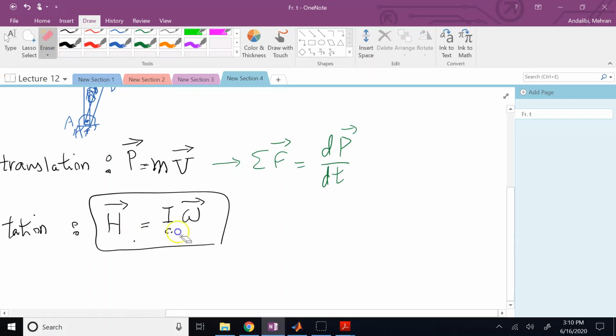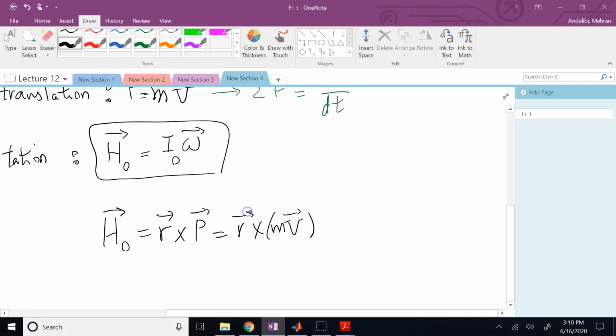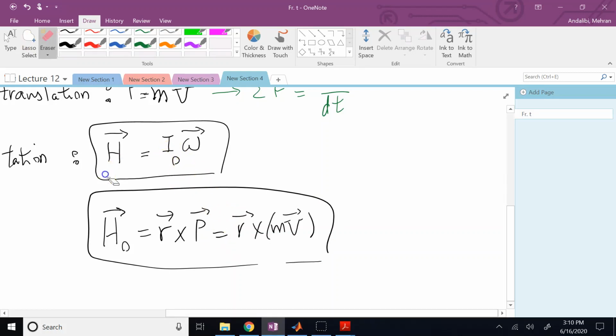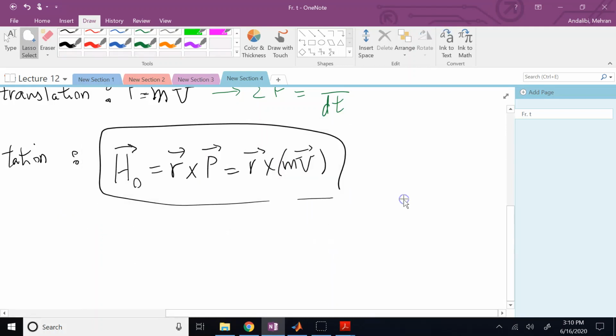So if I choose my reference point to be the origin instead of the centroid, the way I define h is the position vector r cross p, or r cross mv. This is how I define angular momentum at the moment. And I'll show you later you can convert it to I-O times omega. For the moment, if you don't mind, I get rid of this, because we're going to see this later. And I bring this guy up, because that's how I want to define angular momentum at the moment. Good?